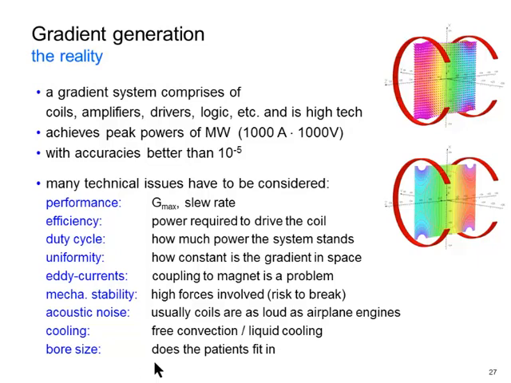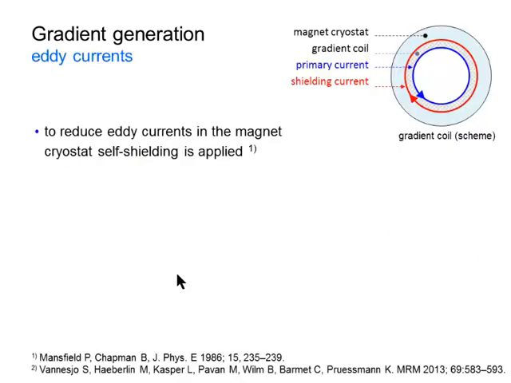Finally, a patient has to be fit in. So you see there are so many constraints in designing and using a coil that every gradient coil that is out there is only a compromise. They are never perfect. We took some measures in the past in order to make them perfect.